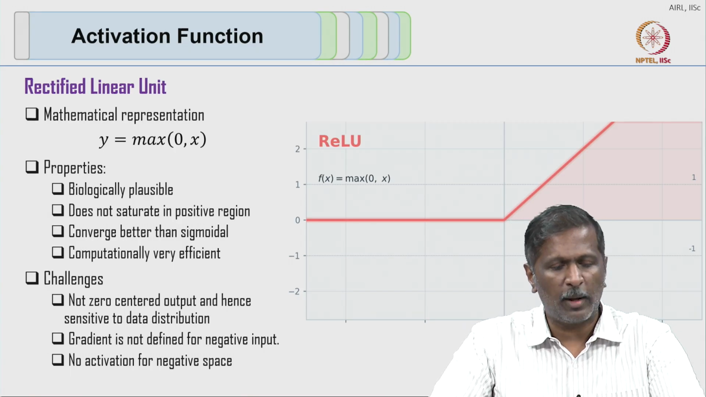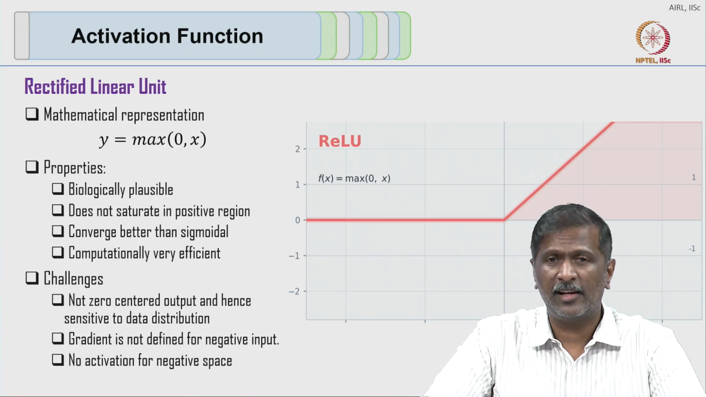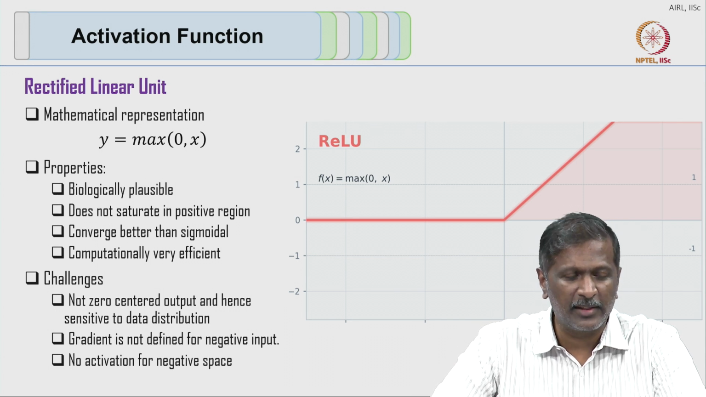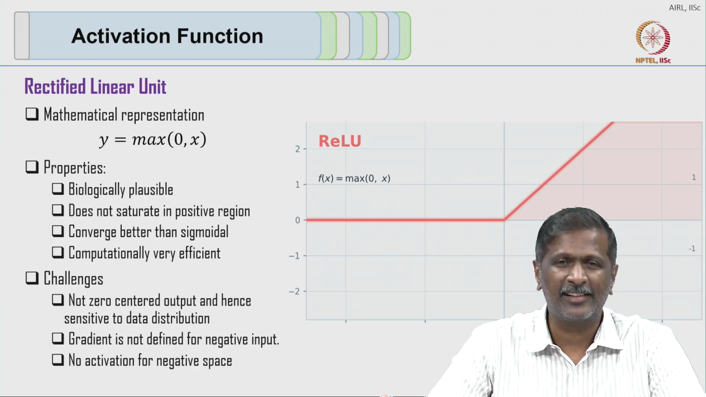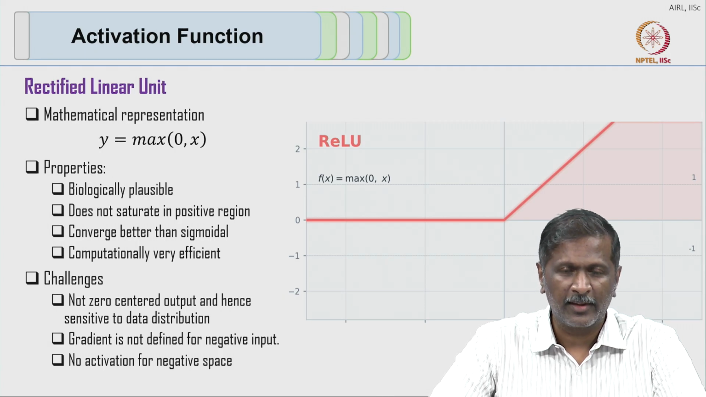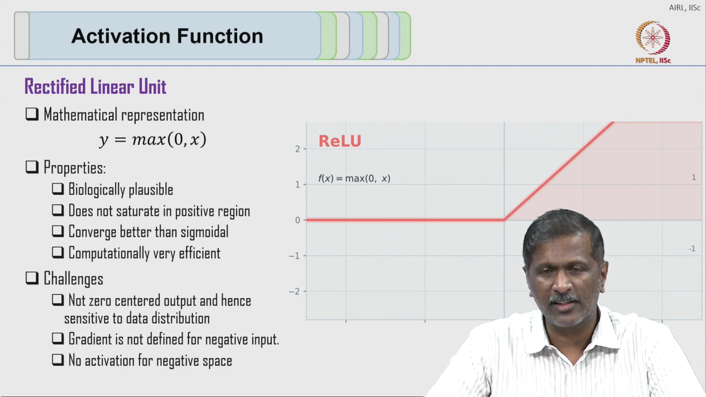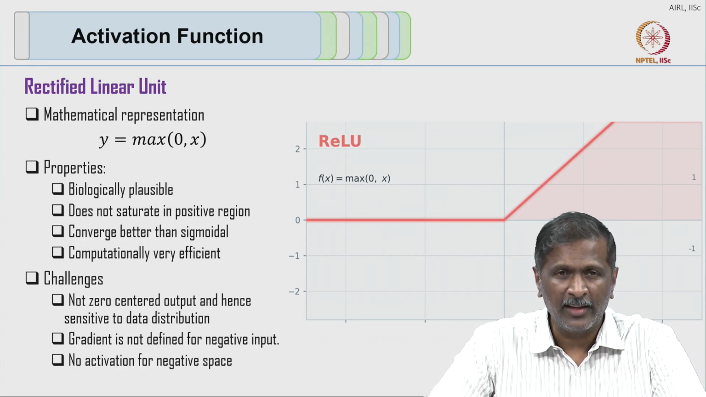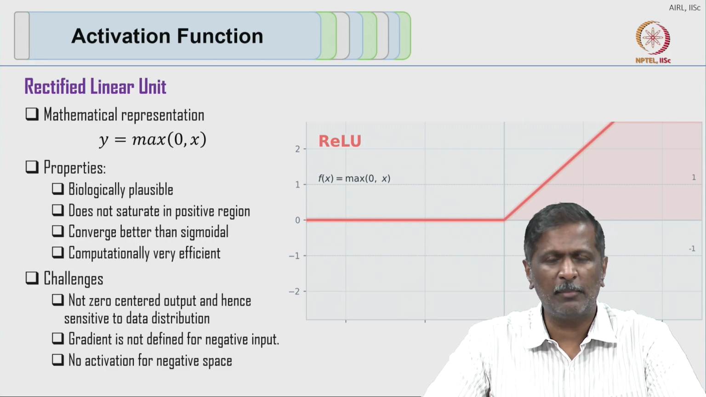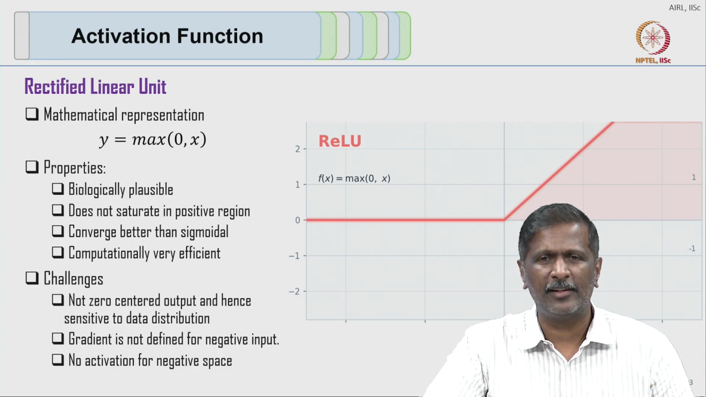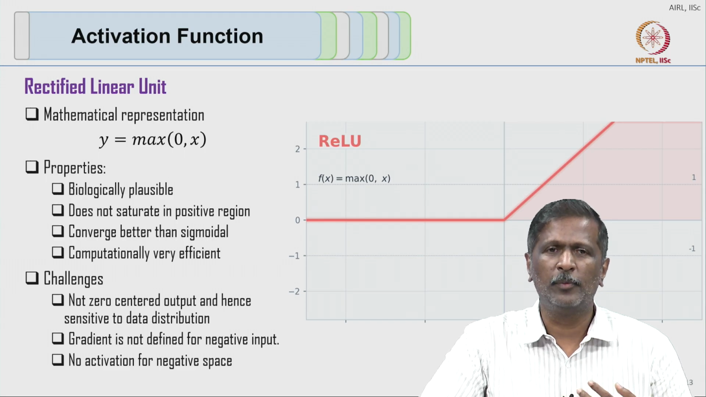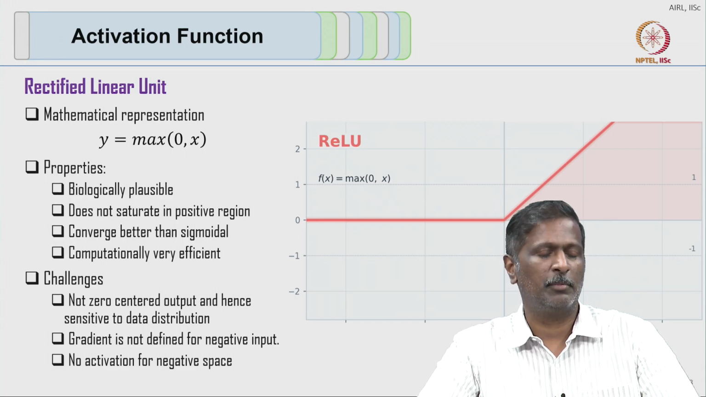What are the important properties of this ReLU? It's biologically plausible. Some neurons do behave in a similar way, so I can establish a biological relationship. It does not saturate, because it is linear, it can keep going. It converges better than sigmoidal and is computationally very efficient. I am not going to prove all these aspects. If you are interested, you can read through the textbook, which talks about how it converges better than sigmoidal and so on.